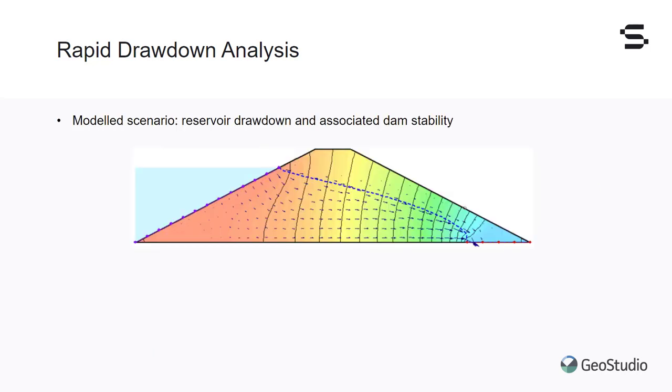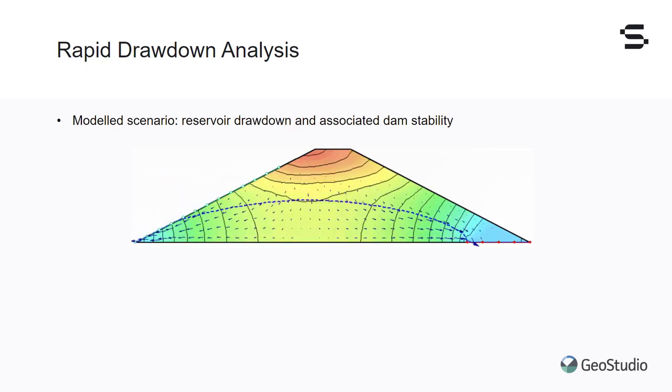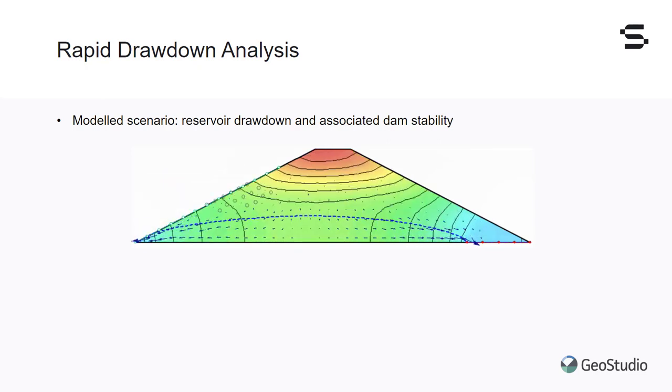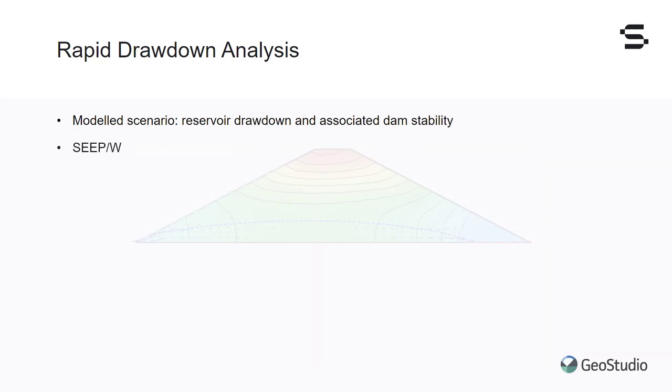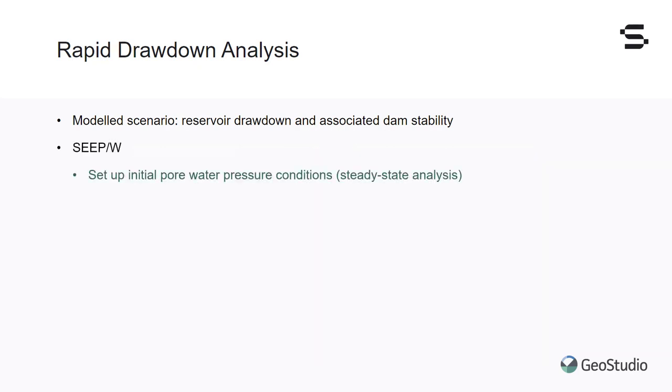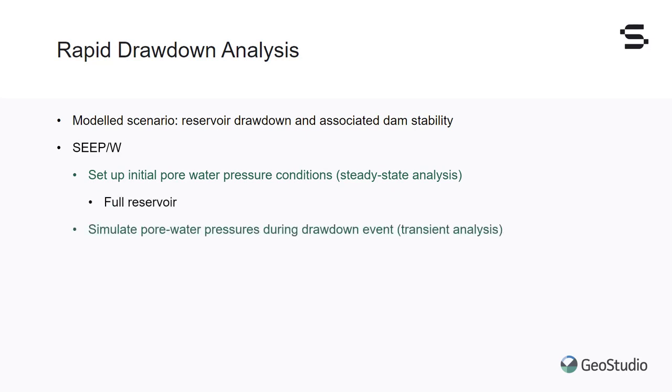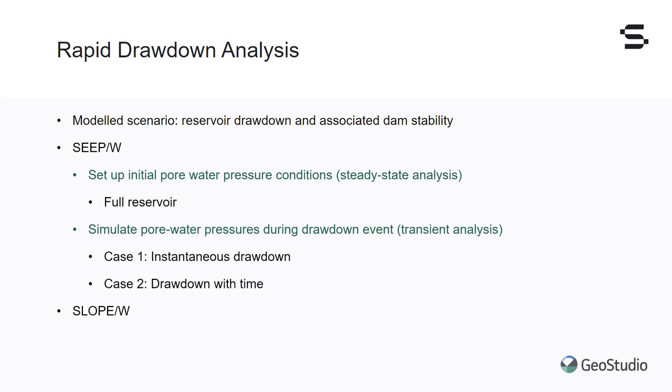This webinar will consider pore water pressures and the associated stability of an embankment dam during and after reservoir drawdown. A steady-state SeepW analysis sets up the initial conditions in the embankment, given full reservoir conditions. Two drawdown scenarios are simulated with transient SeepW analyses. The first scenario considers instantaneous drawdown, while the second considers reservoir drawdown over a given period of time. The stability of both scenarios is determined in SlopeW, given the simulated pore water pressures.